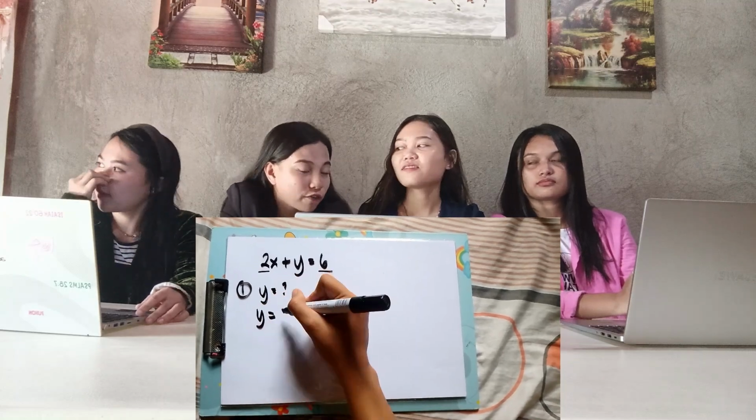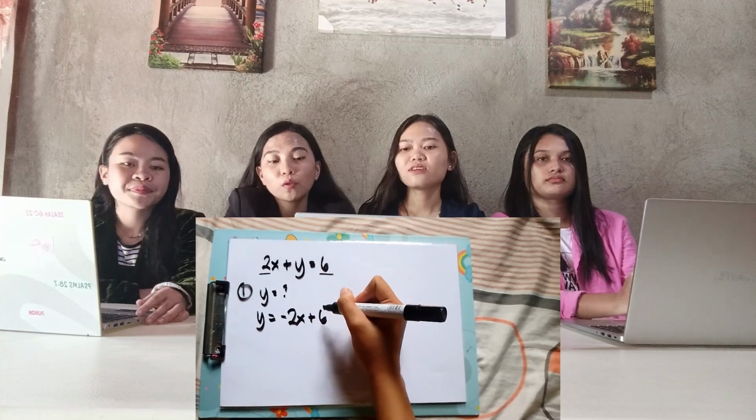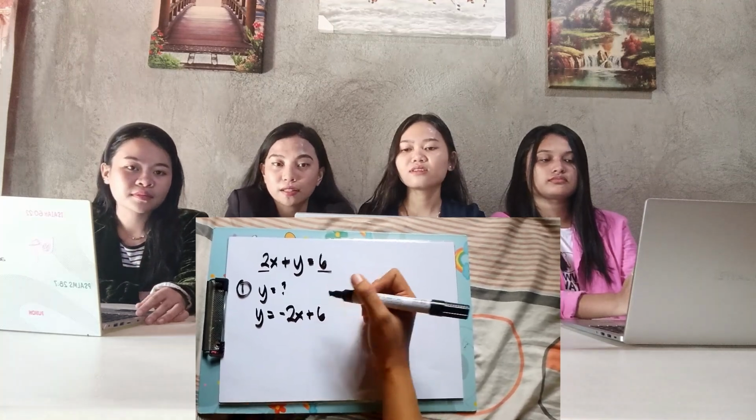Alright, so now that we know what a linear equation looks like, let's talk about how we can represent it graphically. Ruby, can you walk us through the process? Sure, Vanessa. To graph a linear equation like 2x plus y equals 6, the first step is to solve for y in terms of x. So let's rearrange the equation: y equals negative 2x plus 6.